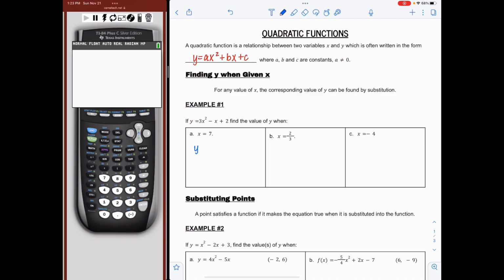So I'm going to have y is equal to 3 times 7 squared minus 7 plus 2. So if I type that into my calculator as is, I would end up getting 142. So I have y is equal to 142.